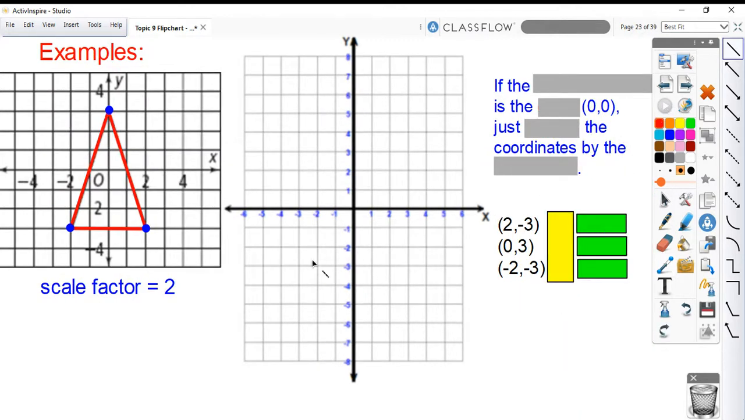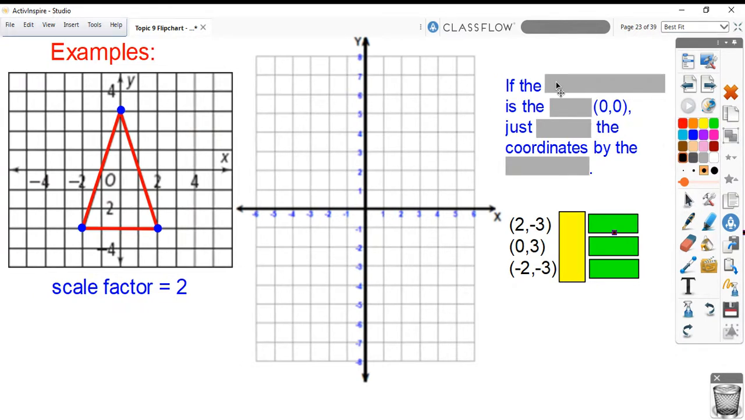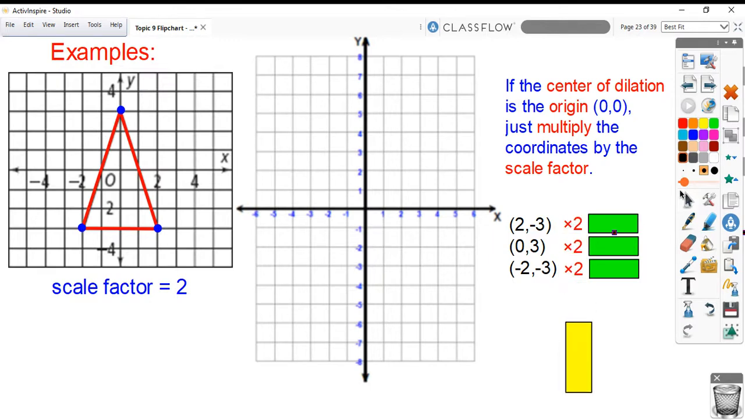Take a look at this next one. This time we have a scale factor of 2. So our new image that we put on this graph should be larger than the one that we started with because our scale factor is larger than 1. Again, this is the same statement: if the center of dilation is the origin, all you do is multiply the coordinates times the scale factor. Here are our original coordinates: (2, -3), (0, 3), and (-2, -3) down here. We're multiplying everything this time by 2.